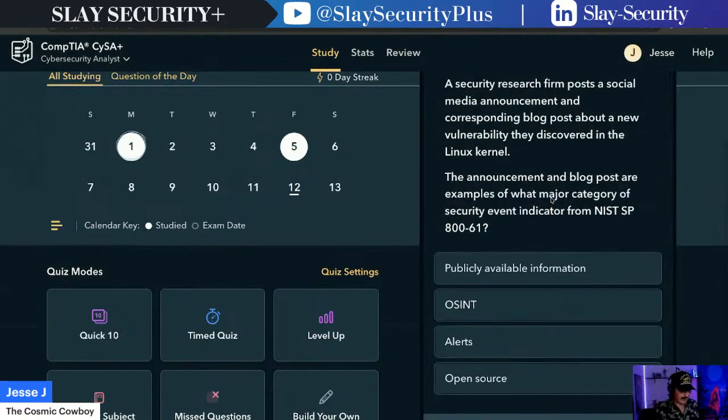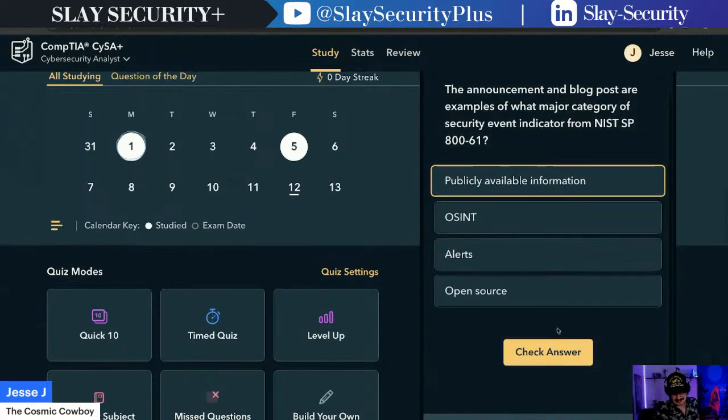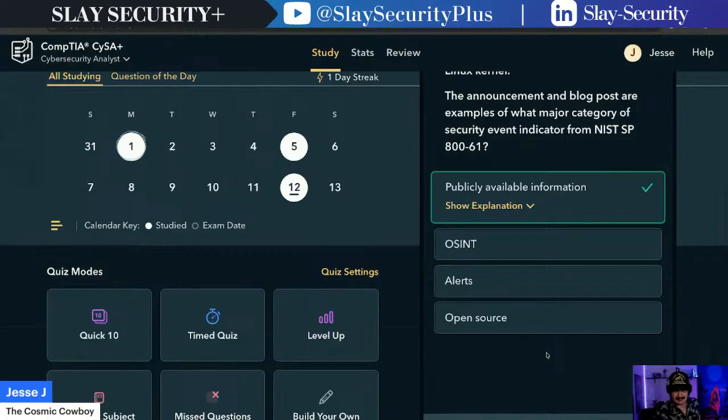So what kind of announcement is it? I see a corresponding blog post, social media announcement. I see publicly available information. Can that be our answer? Because I think that's the one that fits. All right.